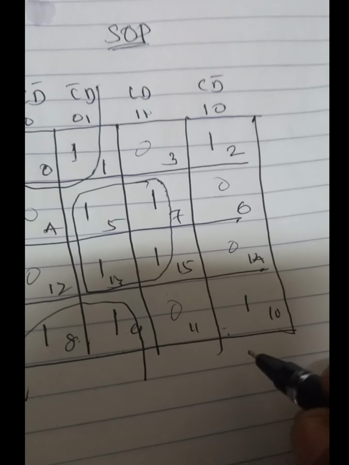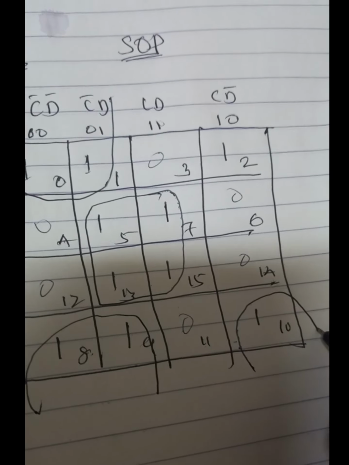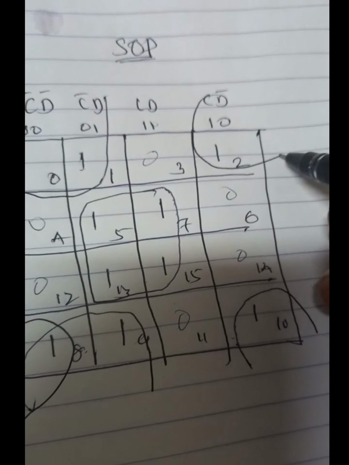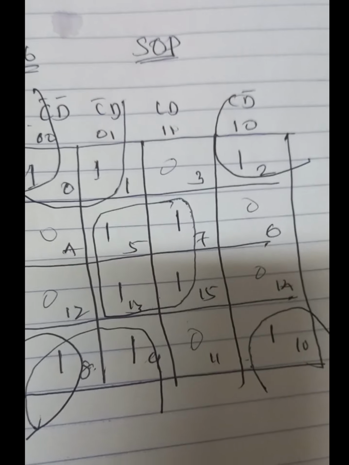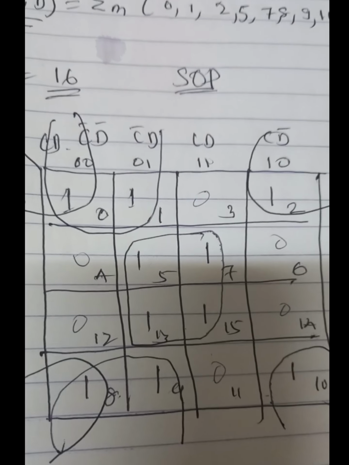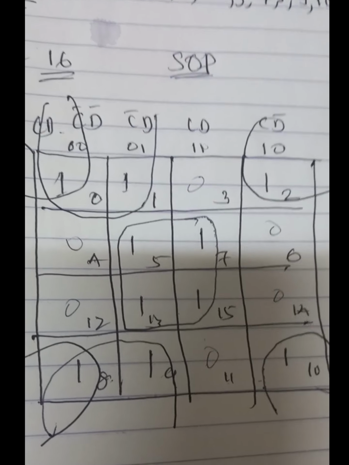Then we are left with these 2 cells. Then we also go for the corner cells as a quadrant. This means the 4 corner cells can become a quadrant group, a quad group. Then we start simplifying with the grouping techniques.